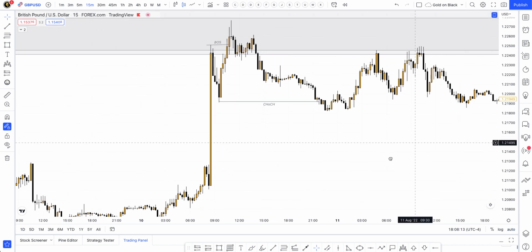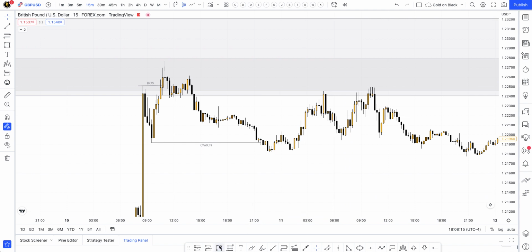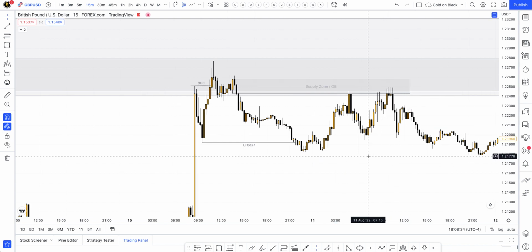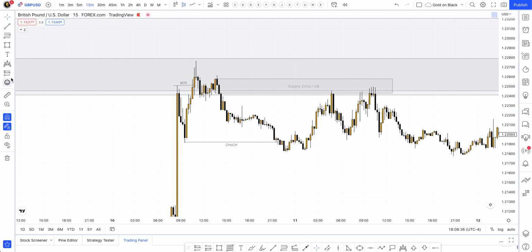What is my job? My job, again, is after the change of character, I have to wait for the pullback. My job is to spot somewhere here an order block. Okay, a nice order block, aggressive sell, that is unmitigated. And then to make the position. Now, is it a lot better now? We're on a 15-minute. So 15-minute, it's a nice time frame for an entry.